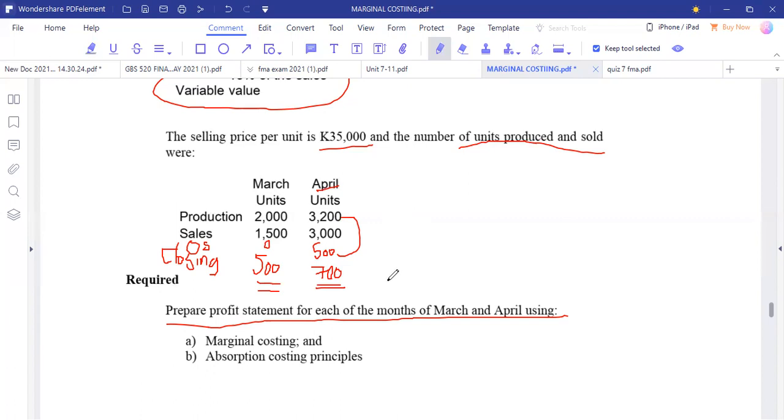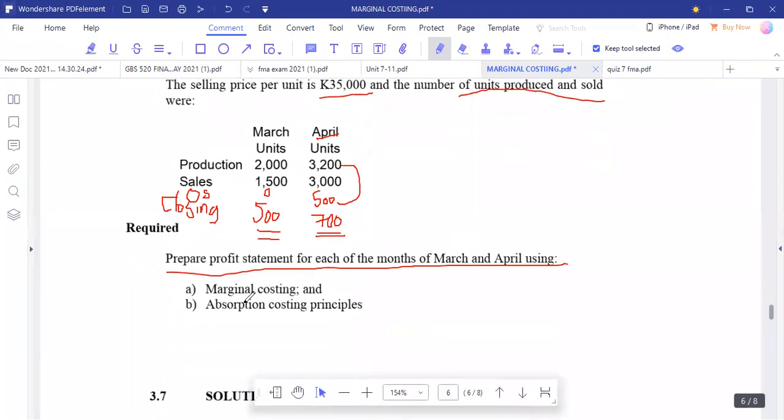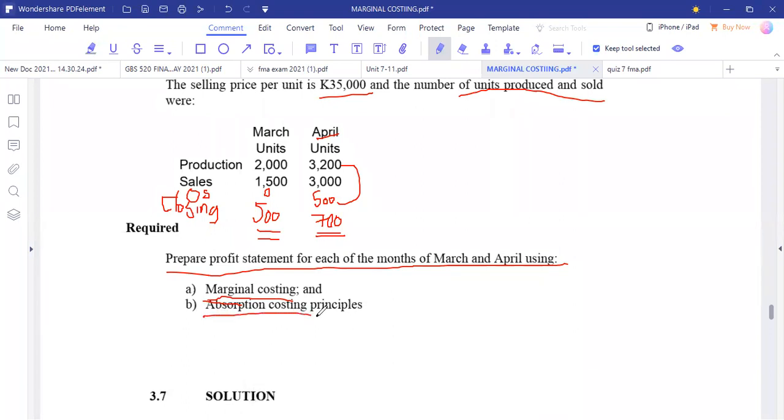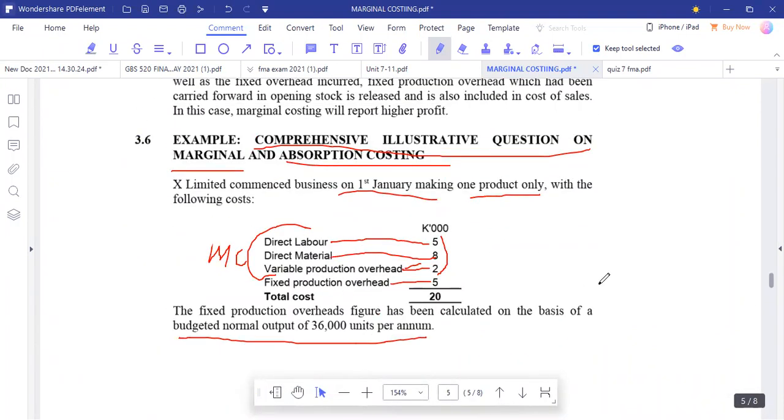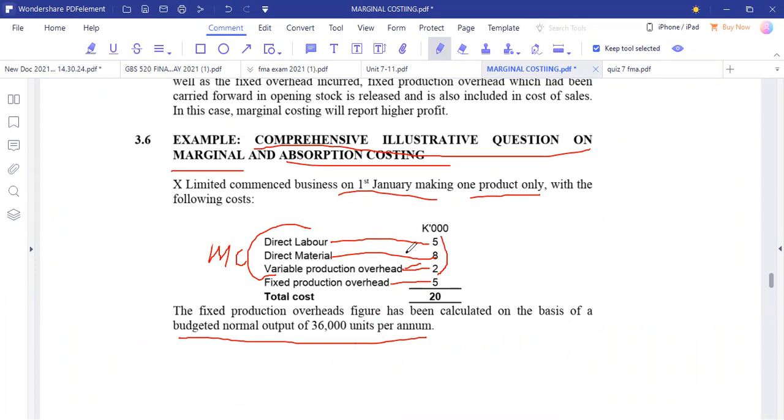Now, let us prepare the profit statement for each of the months of March and April using marginal costing. Marginal costing is a costing that deals with variable cost of production to find the contribution, like I mentioned. Absorption costing deals with the full product cost, in terms of direct and fixed costs. So under marginal costing, we are going to look at the direct labor, the direct material, and the variable production overhead. So we aggregate.